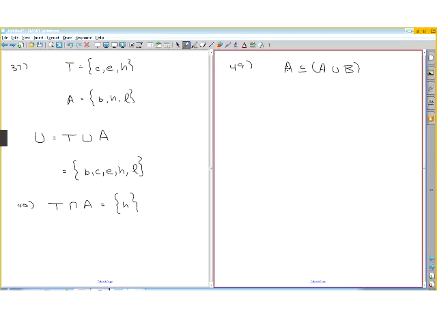So if you have A is a subset of A union B, well, that's going to be true. That's always true because if you have the union of these two, you're going to have everything in A plus whatever's in B that's not in A. And so this is always going to have at least as many elements as A. So this is always true.